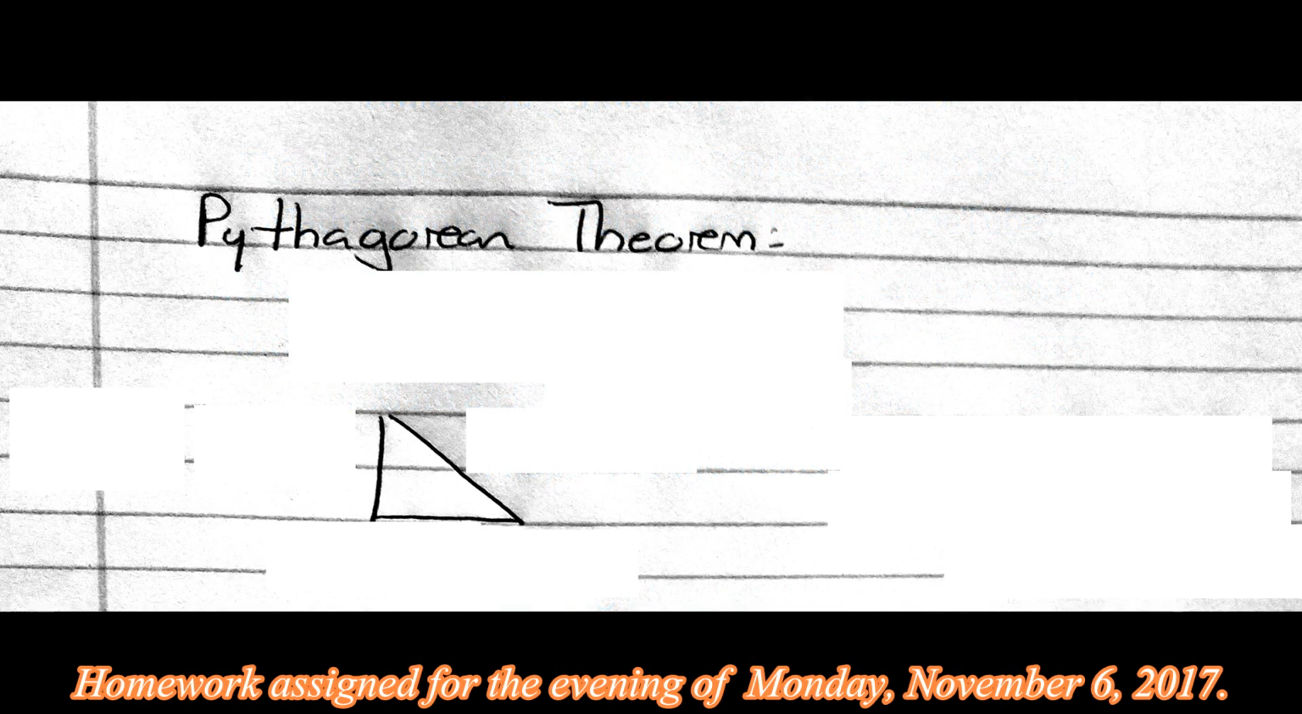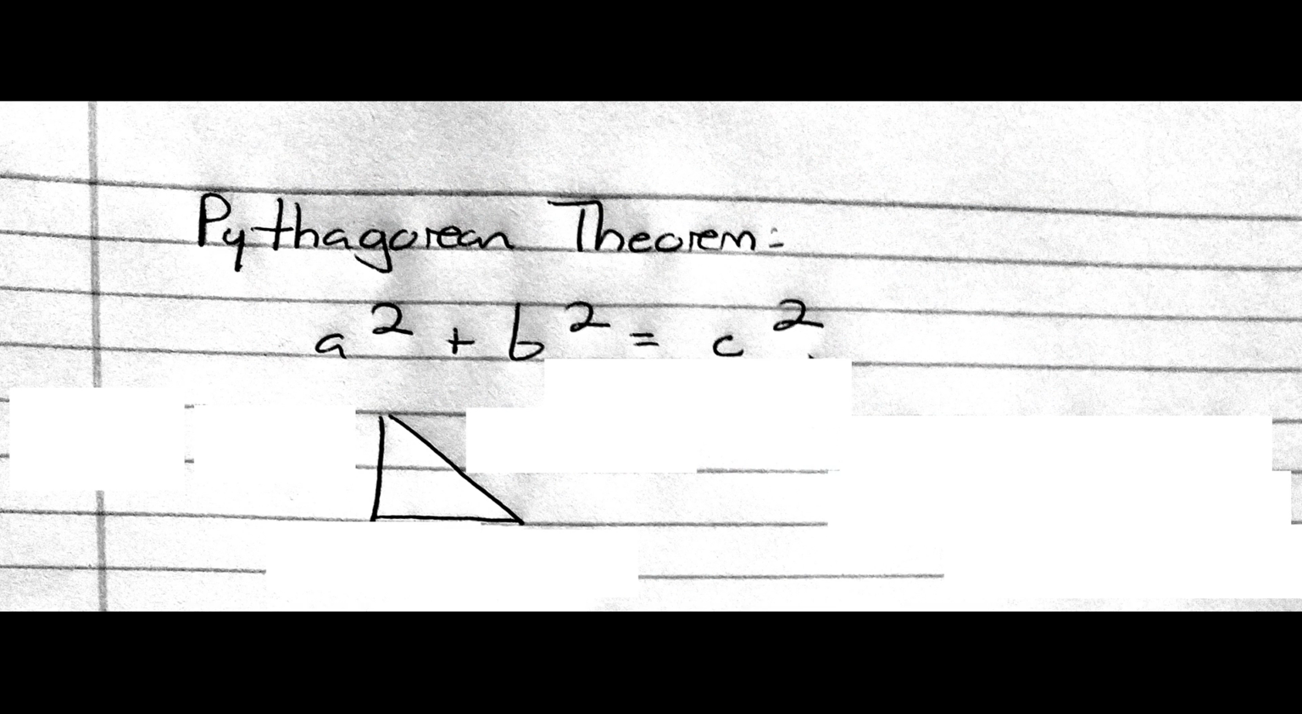And this is where we start the Pythagorean theorem. And this is all about triangles. And if you know how to do substitution and you know what a triangle looks like, you're about 2/3 of the way there to figuring it out. Pythagorean theorem is a squared plus b squared is c squared.